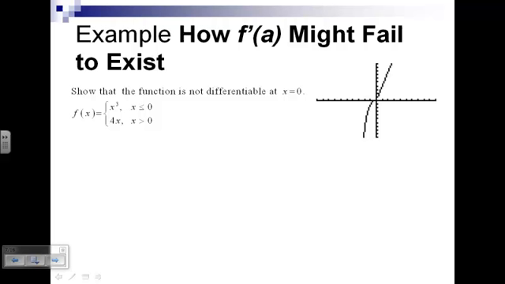So, let's talk about this piecewise function. And we're going to talk about another way of looking at whether a derivative can exist in this particular situation. We say the function fails to have a derivative if the two one-sided derivatives don't agree. Is that true in this particular instance?